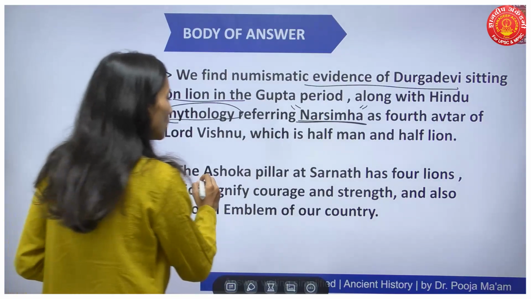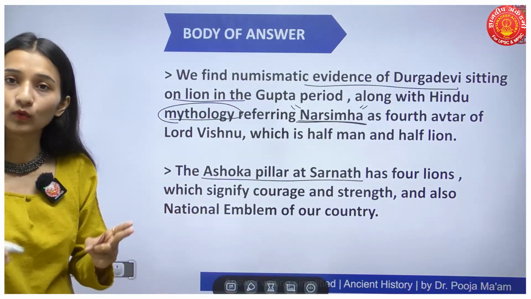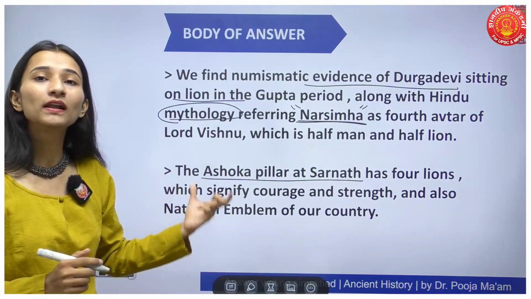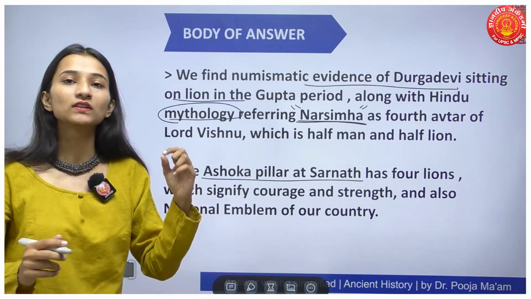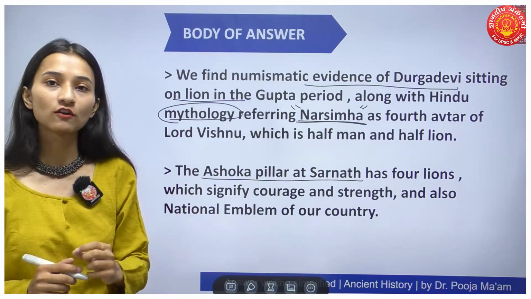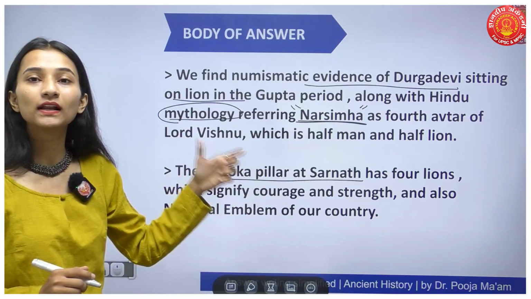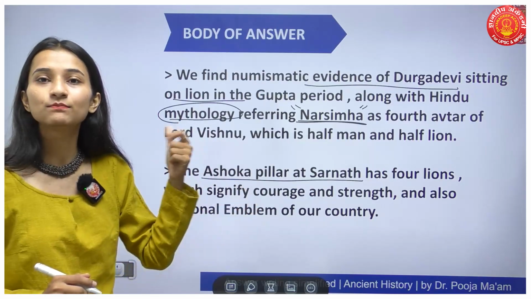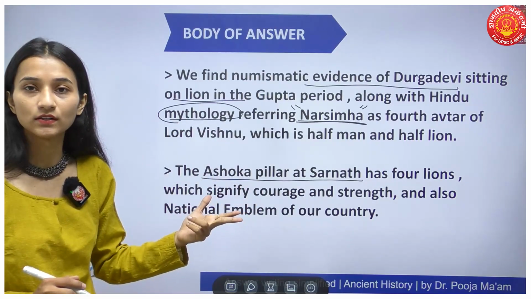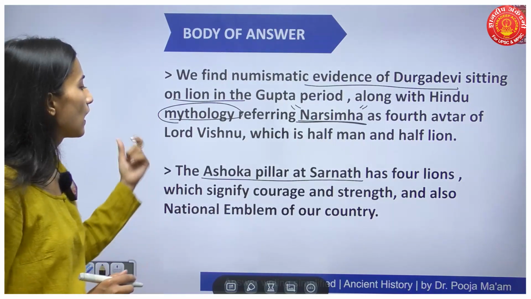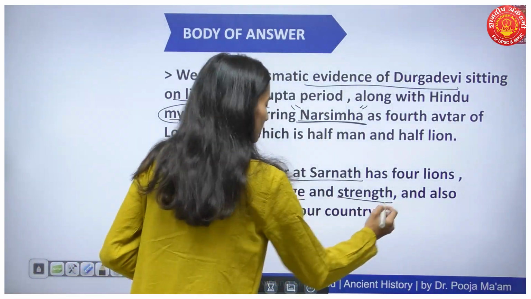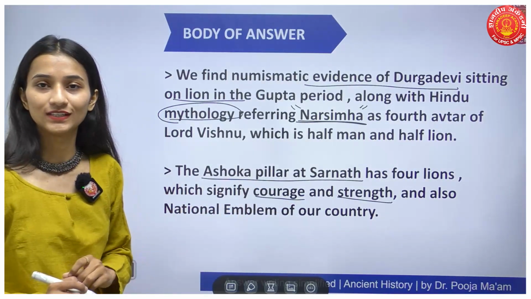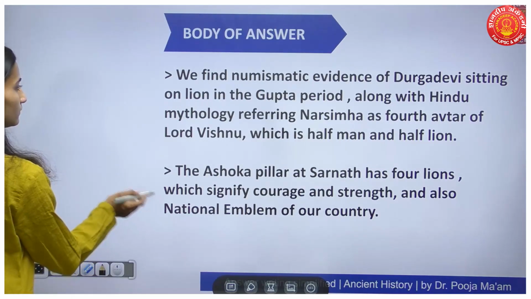Okay. Then the Ashoka pillar at Sarnath has references of both. It has 4 lion pillars. It also includes images of bull. Hence, Ashoka pillar is a classic example. Basically, Ashoka pillar was constructed by Ashoka for propagation of Buddhism. And then this Ashoka pillar at Sarnath was adopted as the national emblem of our country, which signifies pride, courage and perseverance or determination. Okay? Which signifies courage and strength, and also has been adopted as the national emblem of our country. ठीक है?